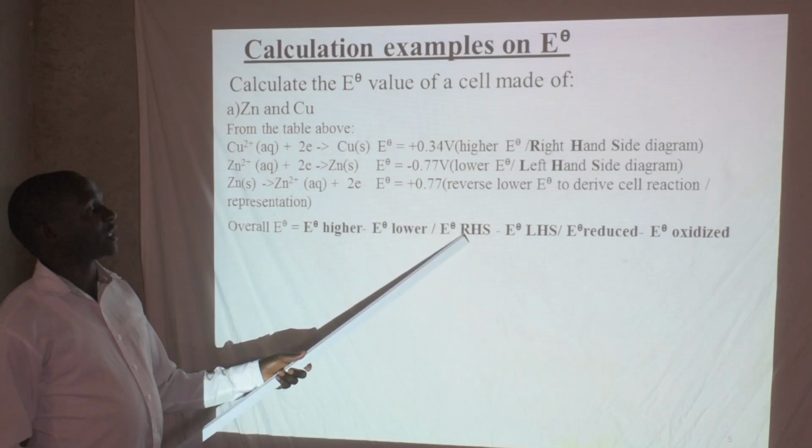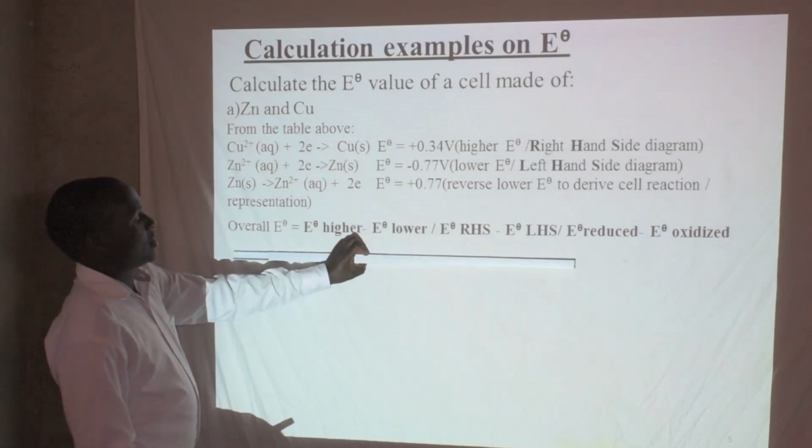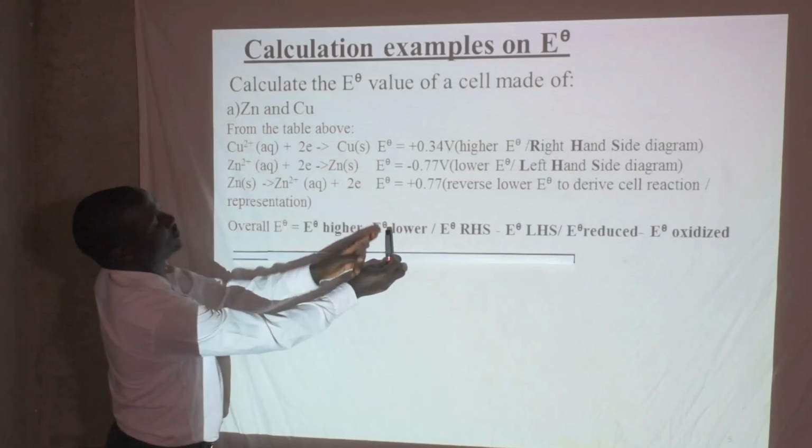So you say E naught value on the right hand side. Now if you have, for example, a number line like this, if this is 0, this is 0.